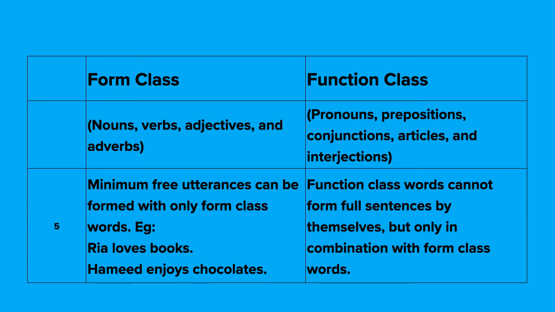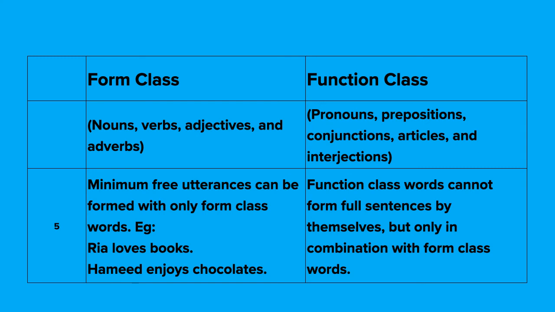Look at these examples. Riya loves books. Riya, noun; loves, verb; books, again a noun. Similarly, Hamid enjoys chocolates. Hamid is a noun, enjoys is a verb, and chocolates is again a noun. So here we are forming full sentences. These sentences have meaning in themselves, they can stand alone, but they are formed using only form class words like nouns and verbs. So form class words alone can form proper sentences.